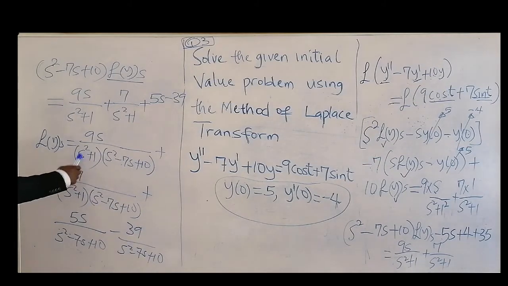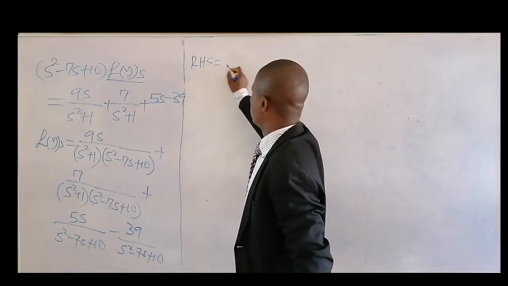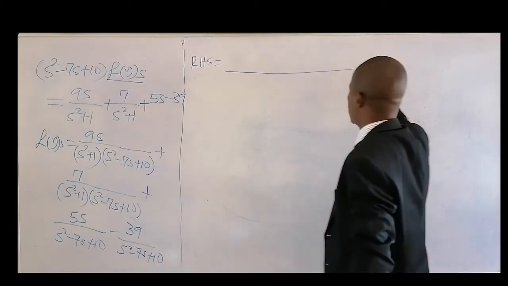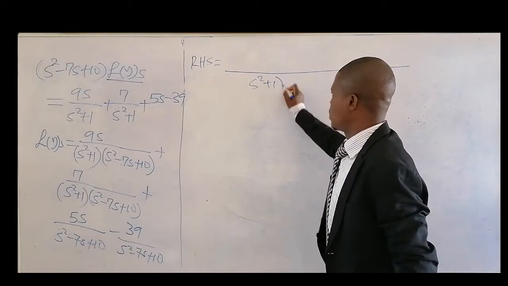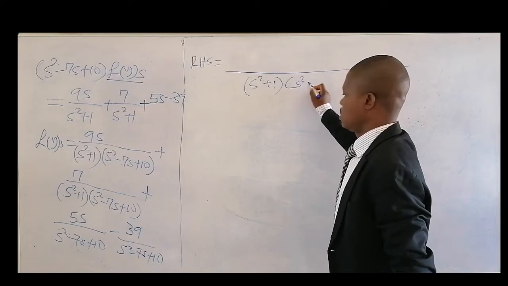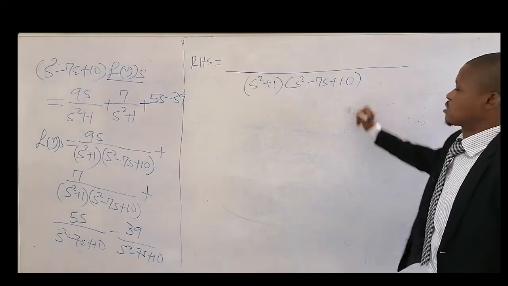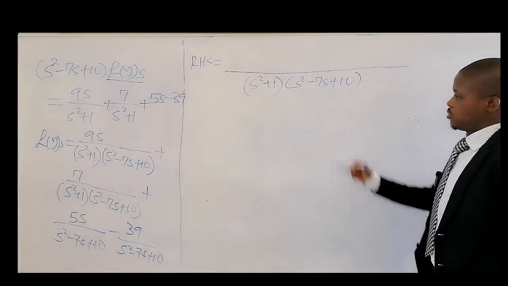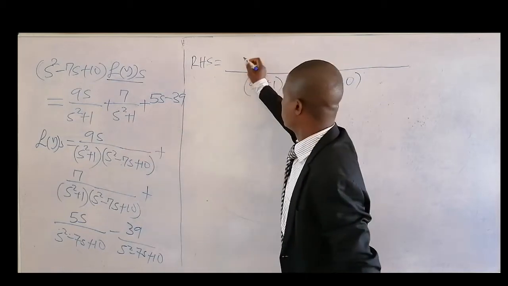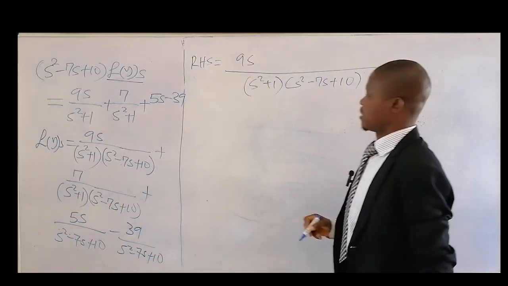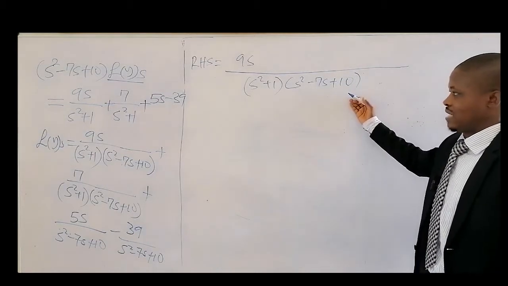You can find the LCM of the right hand side. So the highest common factor is this, s squared plus 1 times s squared minus 7s plus 10. That's the highest common factor. So if you do that, for this factor here, it will remain this. I'm taking the LCM of the right hand side.